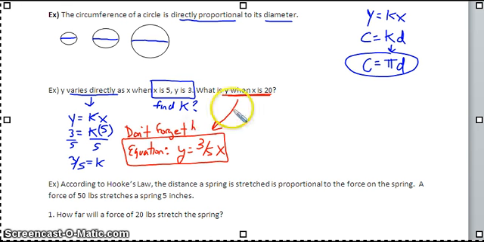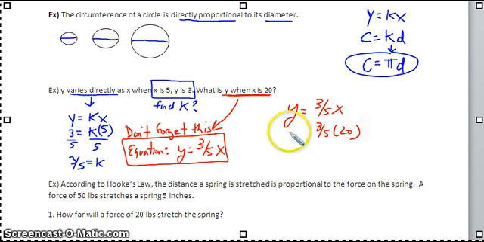And I'm taking the time to write this down because as I have taught these sections in previous years, I noticed that a lot of students don't take the time to write the equation down. And you want to make sure you do that because now you use this equation to help you solve this. What is y when x is 20? So in your equation that you wrote, x is 20, we would do 3/5 times 20, and we'd figure out what y is. So that would be 12.